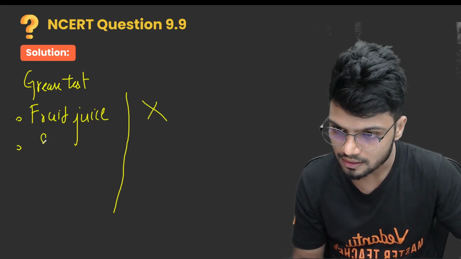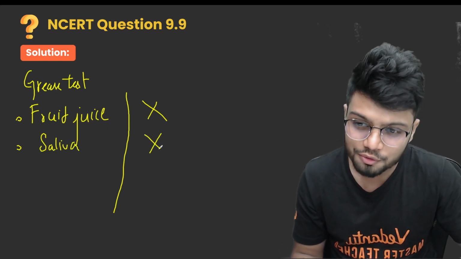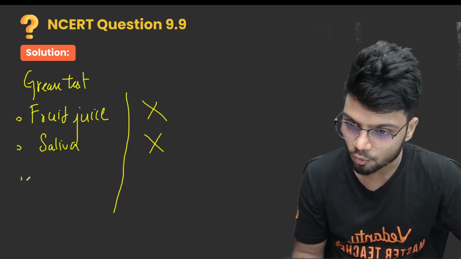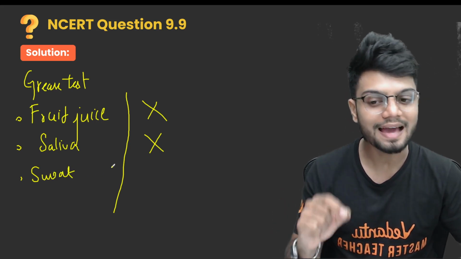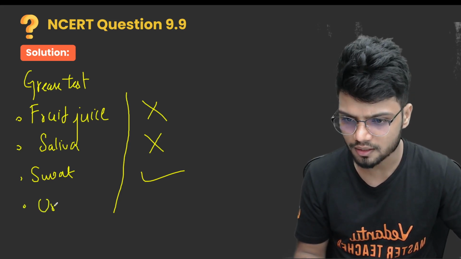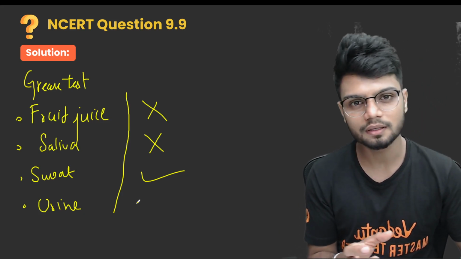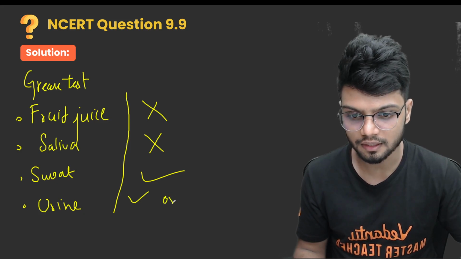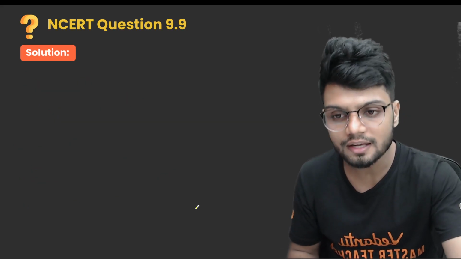Now what about the saliva? Does the saliva have fats? Saliva also does not have fats. Saliva does not have any fats in it. And what about the sweat, the human sweat? The sweat can contain fats sometimes. Now, urine is very controversial. Why? Because sometimes the urine can have a little bit of fats, but 90% of the time the urine might not have fats. So it is a very controversial thing. It might have or might not have.